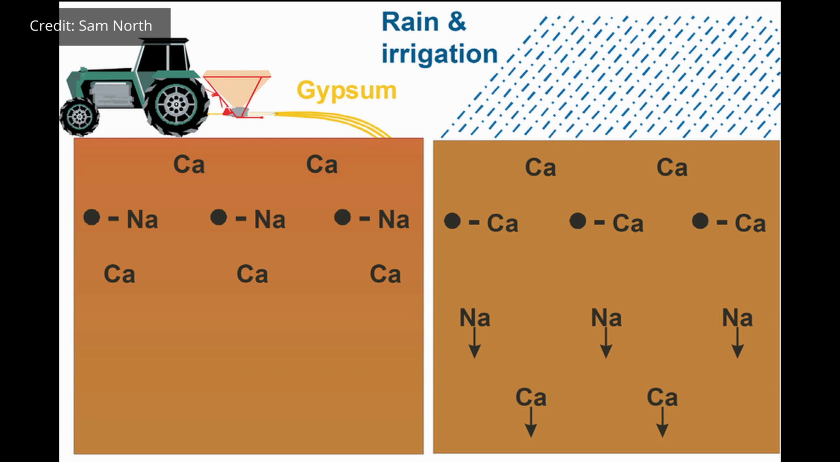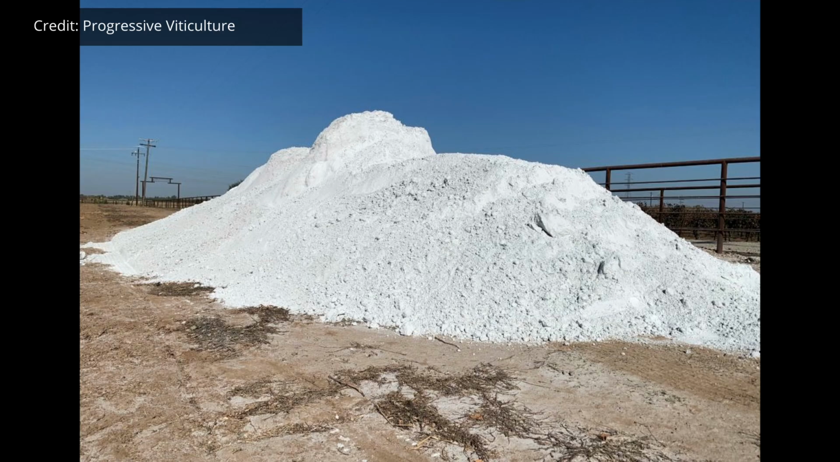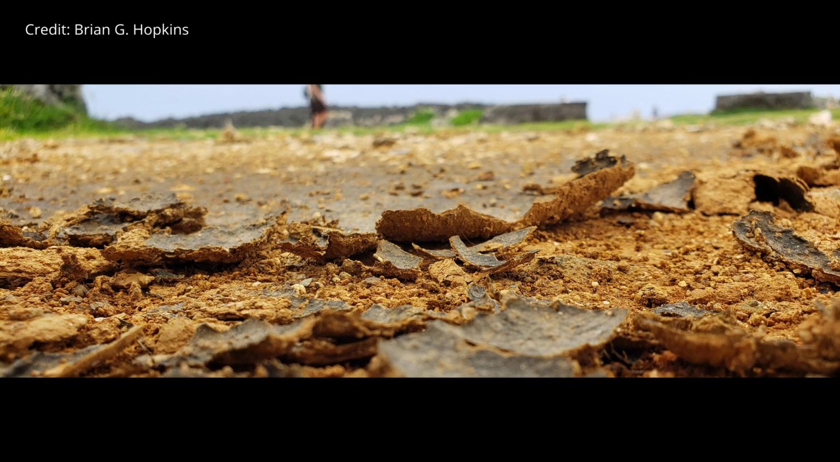To fix sodic soils, what you can do is try to replace the sodium with calcium by adding gypsum, and afterwards you need to irrigate it heavily to try to leach that sodium out of the soil. Gypsum is the most common amendment. There are other products that you can use, but they tend to be more expensive. This is a slow process for fixing the soil because the soil structure has already been destroyed and it has to repair itself over time.